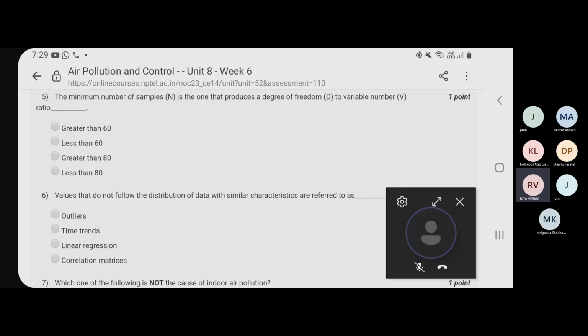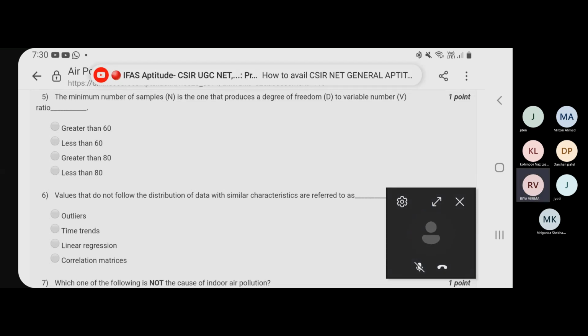Let me just quickly take a screenshot of this question. Okay, I'll just save this one.